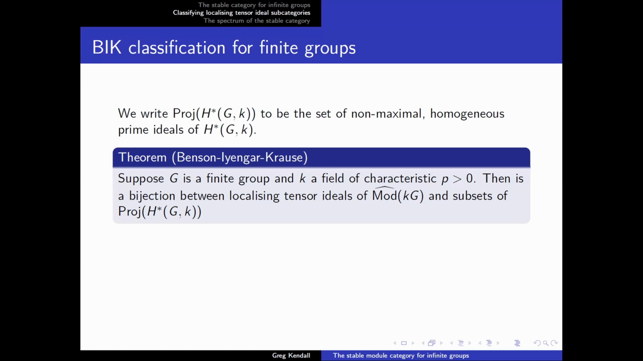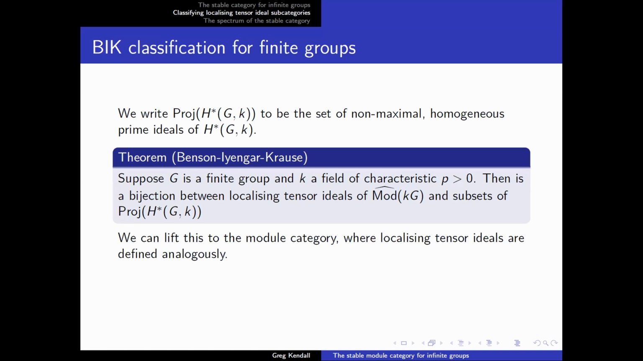Which is very cool and probably quite unexpected. And so I should add, by work of Quillen in the 70s, this spectrum of the cohomology ring is pretty well understood. This is something we can really get a grip on if we want. And so we can lift this to the module category if you want to, where everything is just defined in a kind of obvious way.